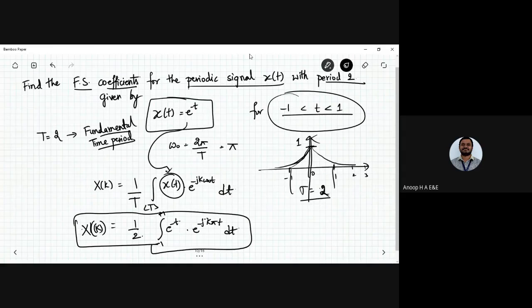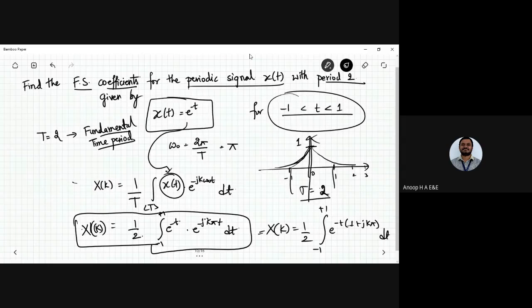So x of k is equal to 1 by 2 integral from minus 1 to 1 of e power minus t into e power minus j k pi t. Now in both the terms you can take e power minus t as a common factor. So x of k is equal to 1 divided by 2 integral from minus 1 to 1 of e power minus t into 1 plus j k pi, with respect to dt. Now can you evaluate the limits?